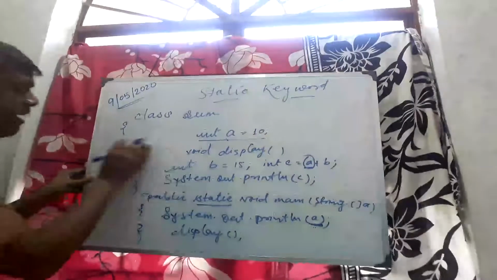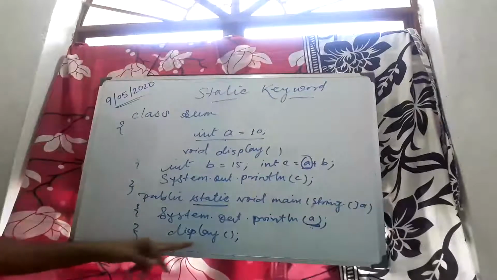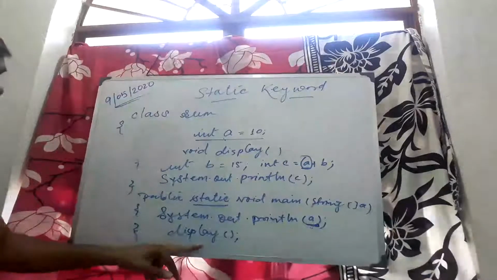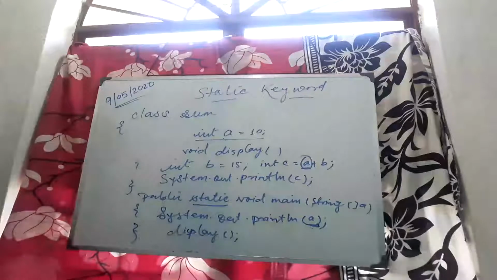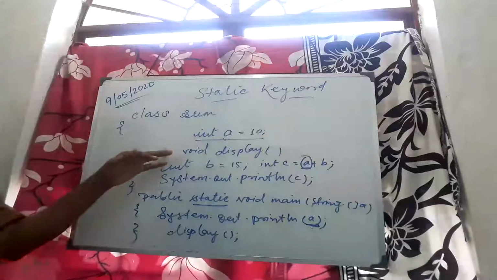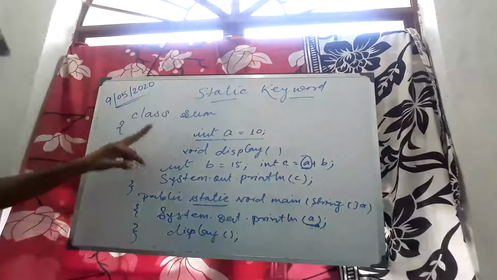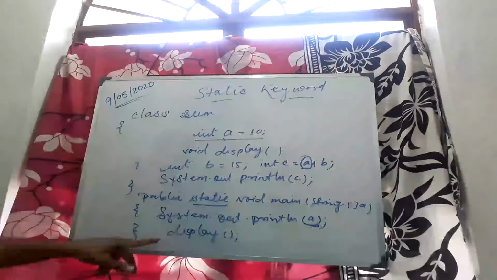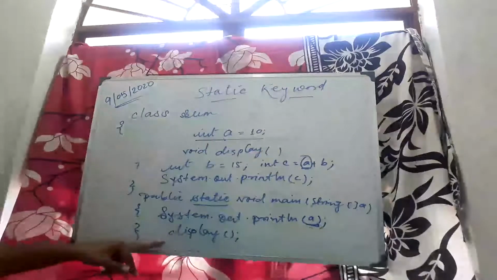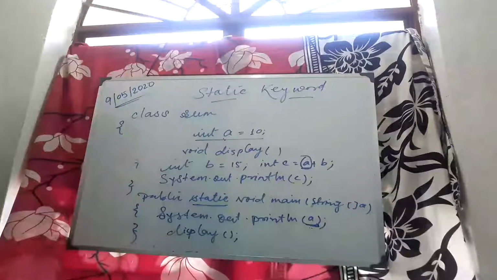Similarly, if it is a non-static method, then it cannot be called directly. To call this method, we need the object. As we discussed in the first class, if it is static, then the JVM creates the object directly. The user does not need to create the object. But if it is a non-static method, then the user needs to create the object, and only with the help of that object will the method be called. Clear? So this is the difference.